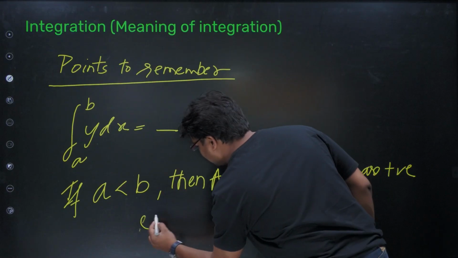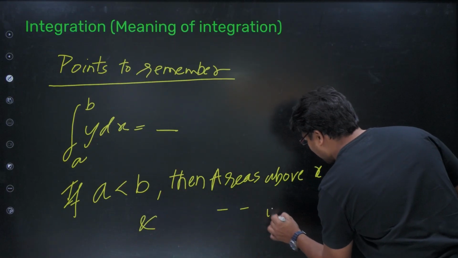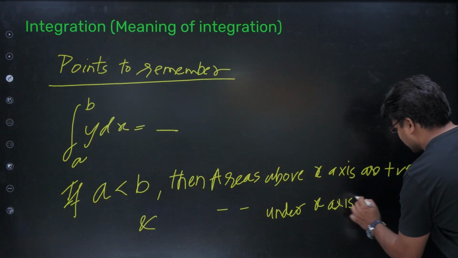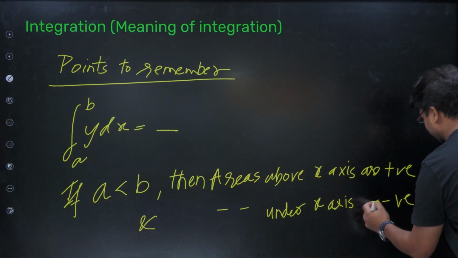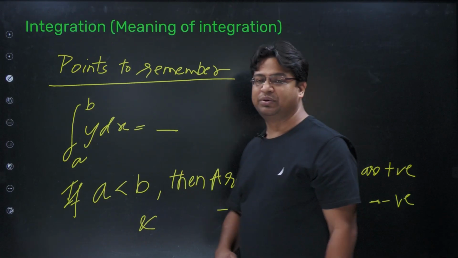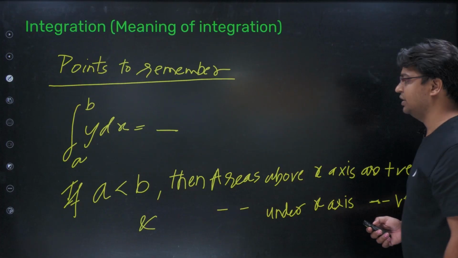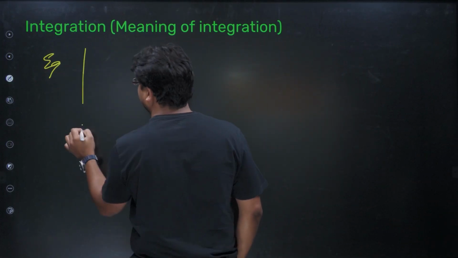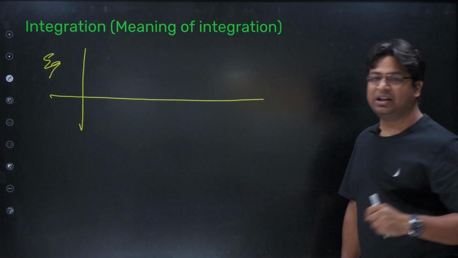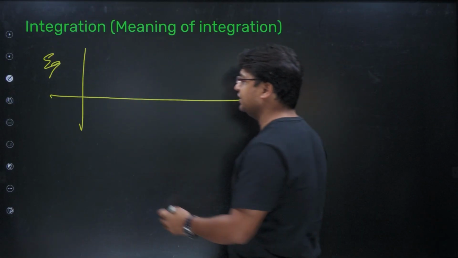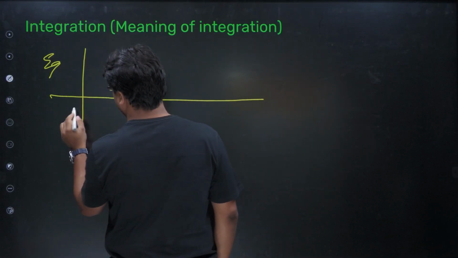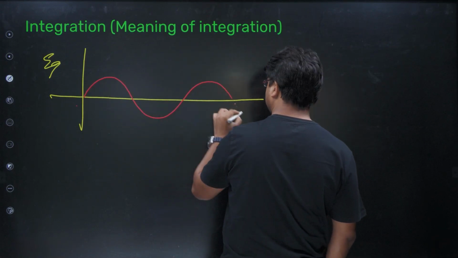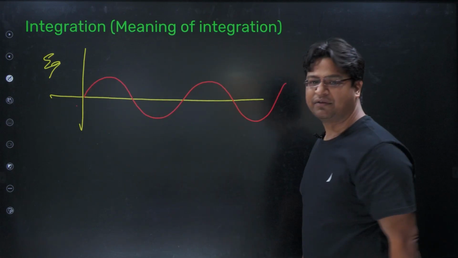And areas under x-axis will come out to be negative. They will come out to be negative. Now, what does this mean? Let me demonstrate with a simple example. To demonstrate that, let me first draw a graph that we probably know. If you don't know, then believe me that this is the graph. So this is the graph of sin x.